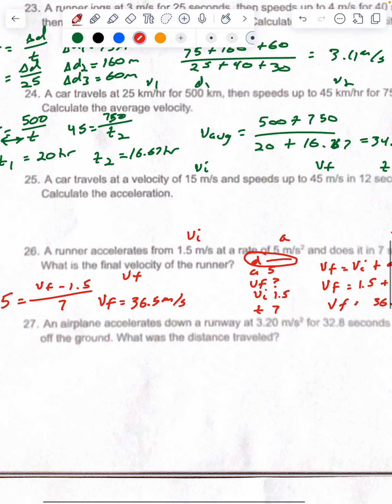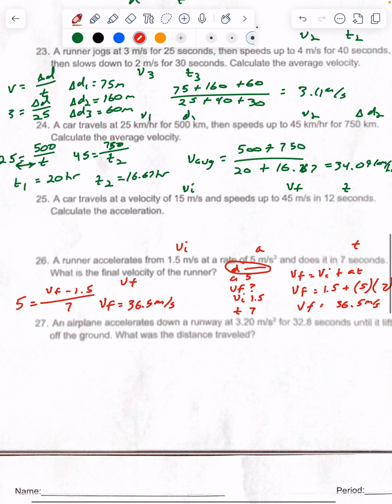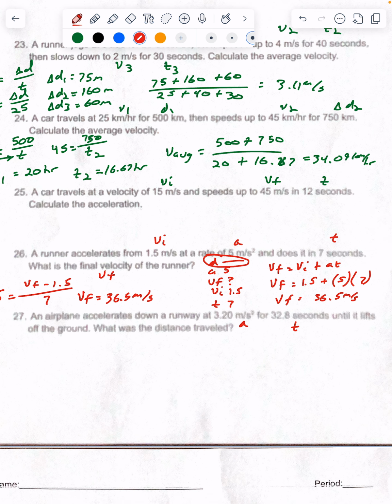An airplane accelerates down a runway at 3.20 meters per second squared, that is A, for 32.8 seconds, that is time, until it lifts off the ground. What is the distance traveled? If you're trying to set up your whole D, A, VF, VI, T, time is 32.8, A is 3.20, and what is the distance traveled? That's my question mark.